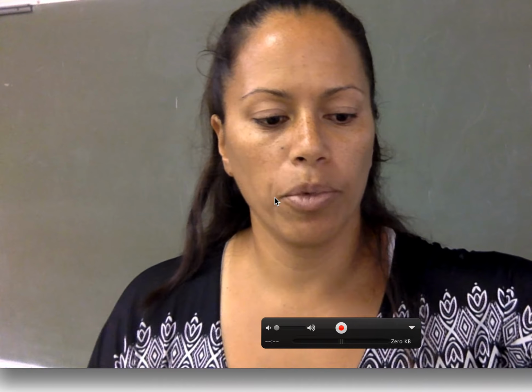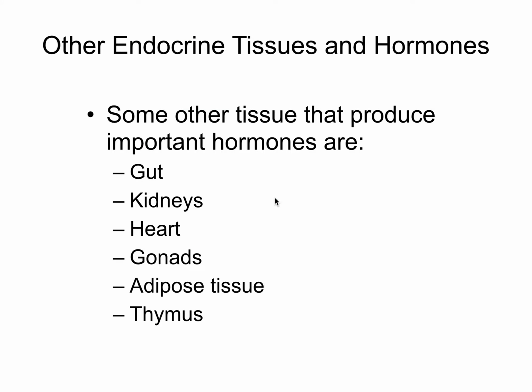Okay, a little bit more endocrine. This is the last of it. So other endocrine tissues that I'm gonna just skim over for you guys include gut, kidneys, heart, gonads, adipose tissue, and thymus.